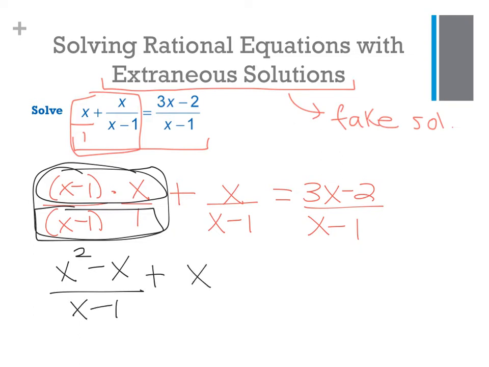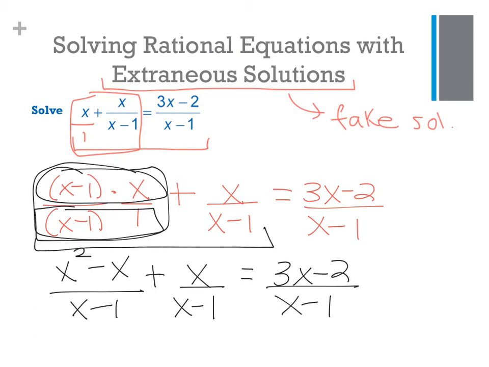And I have to add to that x over x minus 1, which is equal to 3x minus 2 over x minus 1. So this whole first part, the work that I did in the first step, is just to get a common denominator between the two fractions on the left side of the equation. Now that I have the same denominator here and here, I can combine these two fractions into one.